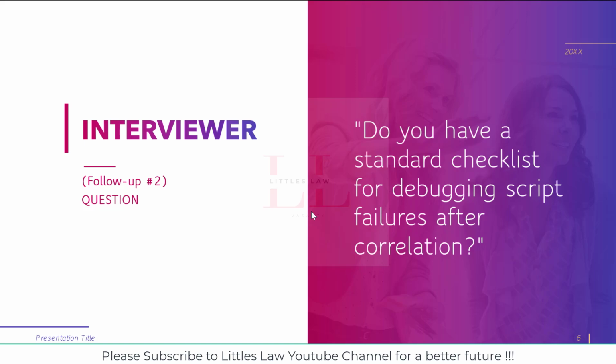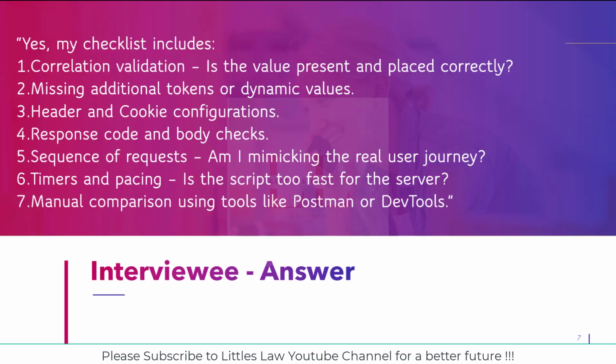Interviewer, his second follow-up question: So do you have a standard checklist for debugging script failures after correlation? As an interviewee, I would say yes. I in fact recommend everyone to have this checklist. Yes, my checklist includes correlation validation: is the value present and placed correctly? Are there any missing additional tokens or dynamic values?